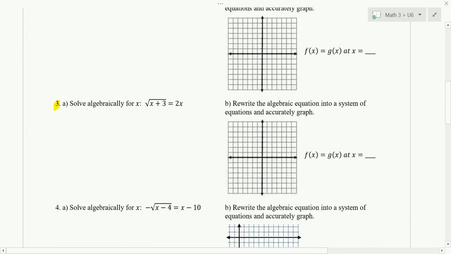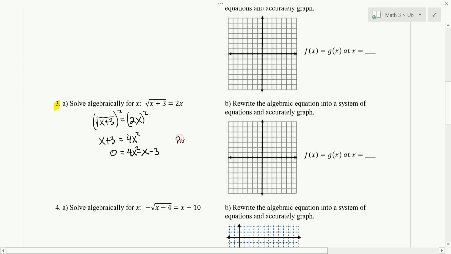Next, let's take a look at number 3. Solving algebraically, the first step is to isolate the radical, and it is already isolated. The second step is to get rid of that radical by squaring both sides. We get x plus 3 equals 4x squared. Because it's quadratic, we want to make one side of the equation equal to 0. So I'm going to do that by subtracting x and subtracting 3 from both sides of the equation. And then we try to factor.